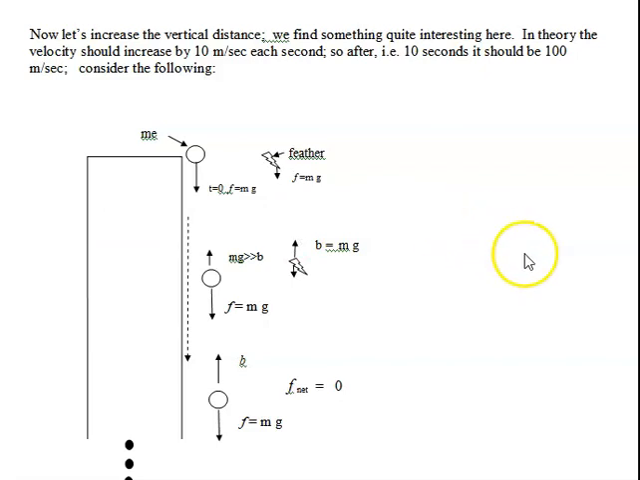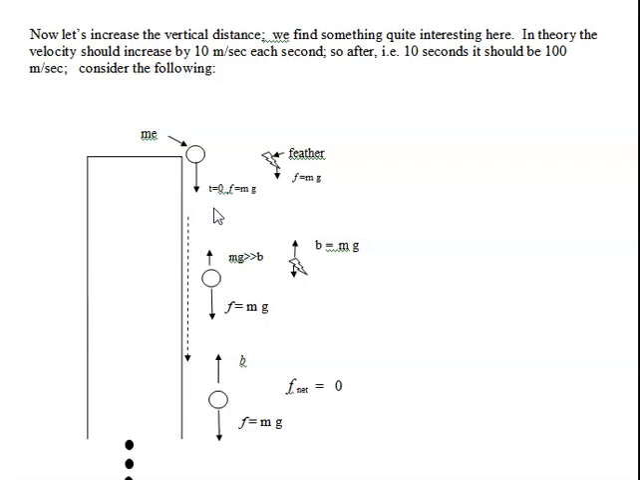Okay, now let's try to increase the distance. So I'm going to end it all. This is me. I'm going to jump off the top of the Empire State Building. In theory, the velocity should increase by 10 meters per second every single second. So after 1 second, it's 10 meters per second. That's what we found when I jumped off the one-story building. It takes about 0.9 seconds.